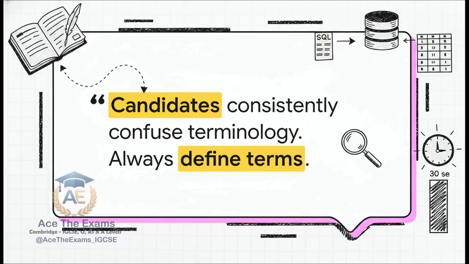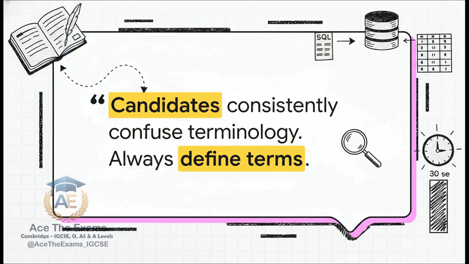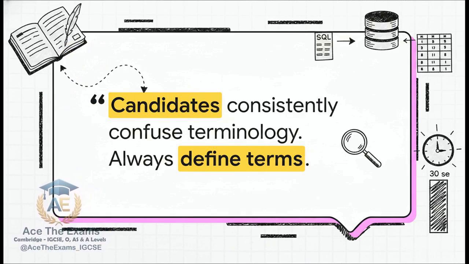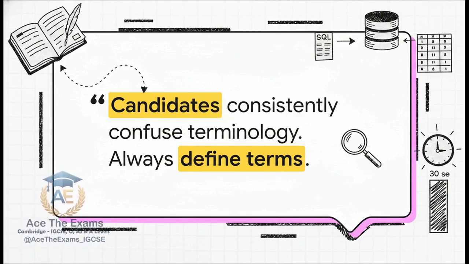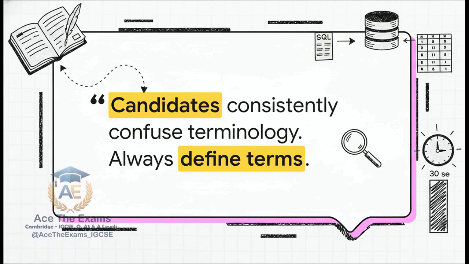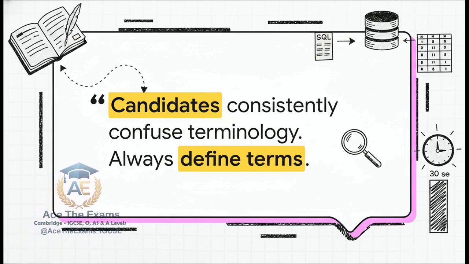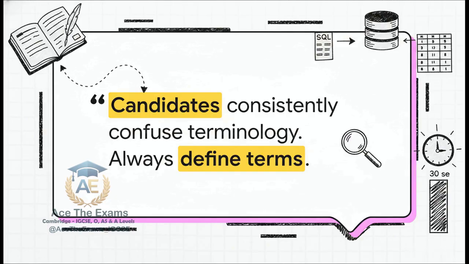So, let's move to Challenge 3, speed writing. We're putting a 30-second timer on the screen right now. I want you to speed write one perfect PEO paragraph defining a specific SQL term and linking it directly to a boundary condition. Ready? Go. Just doing this mental exercise proves why you can't just memorize, you have to explain and link.